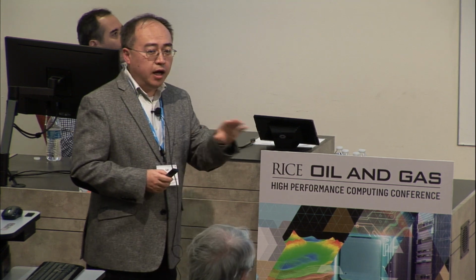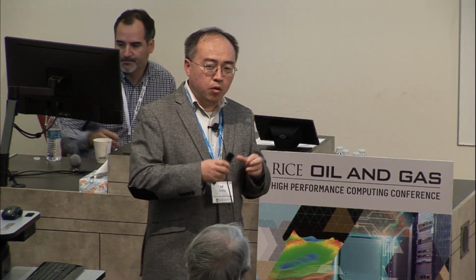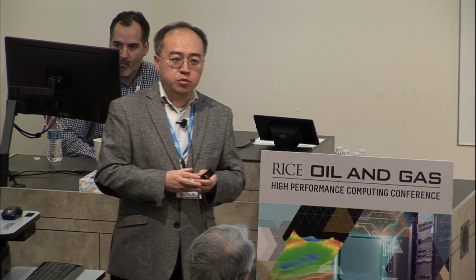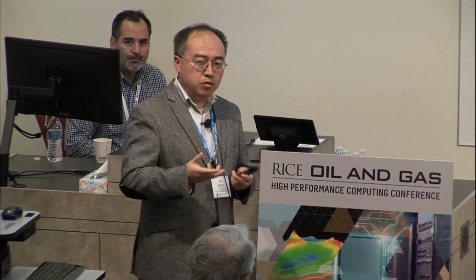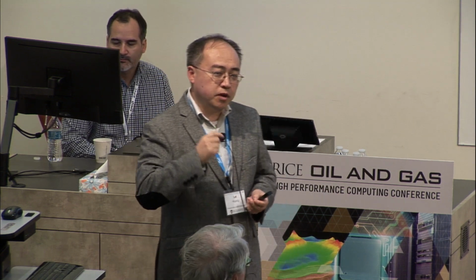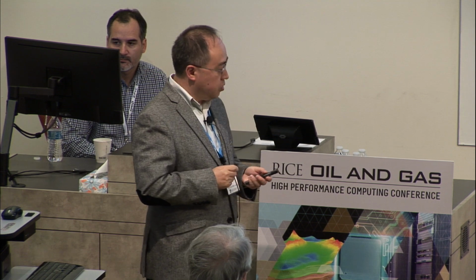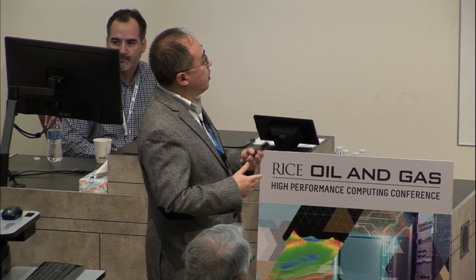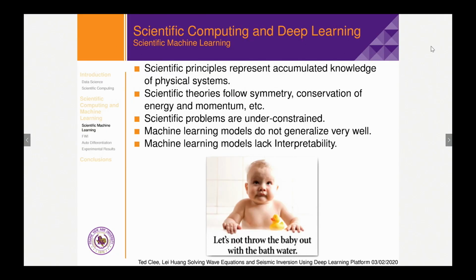So if we can remodel or reformulate the computational science problem with a data science neural network, we are able to use the advantage of the deep learning software to solve a scientific problem. In other words, we will possibly be able to bridge these two domains together.